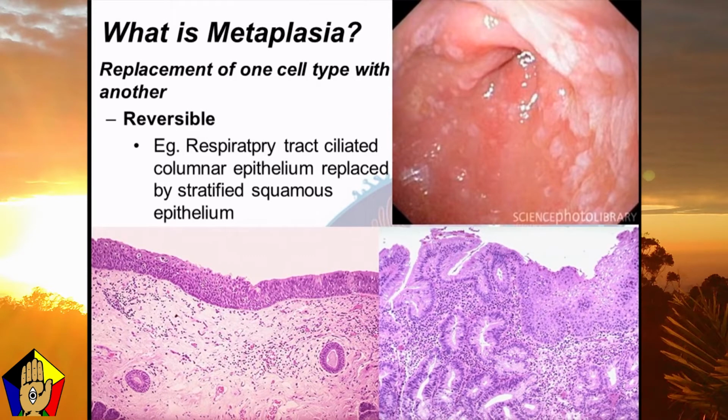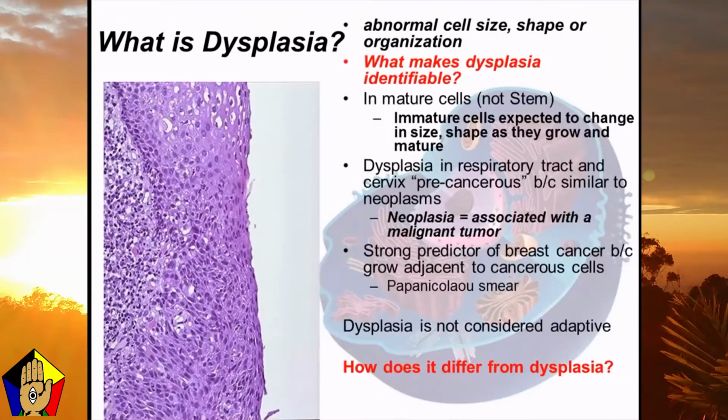All right, when it doesn't go back to normal, then we call it dysplasia. Dysplasia, every time I see the word dys, I always think dysfunctional, abnormal, problematic. This is a problem. So metaplasia can be reversible. Dysplasia is not. Instead of replacing one cell with a different type of cell, in dysplasia you replace a normal cell with an unknown type of cell. It's just a really strange cell.